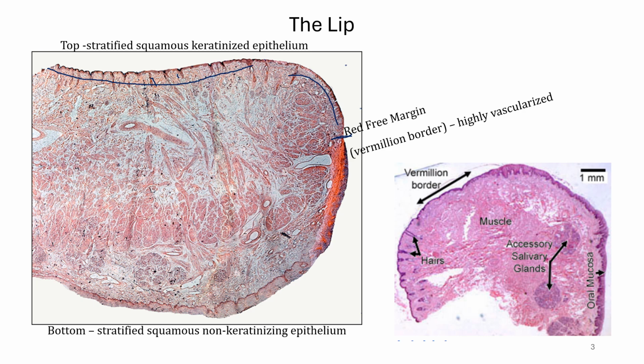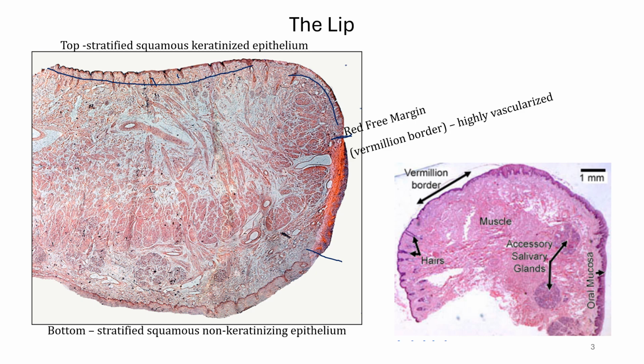It's going to transition into a zone called the red-free margin zone, also known as the vermilion border. This portion is highly vascularized, so you have a lot of blood supply here. Even from this image, you can see how quite red it is. This is the reason why we actually have color in our lip. It's due to how much blood supply we have to our lip. So if you were to cut your lip open a little bit, you'll bleed a lot.